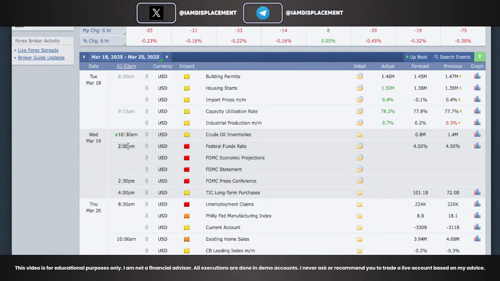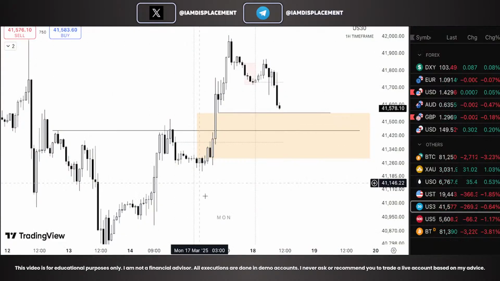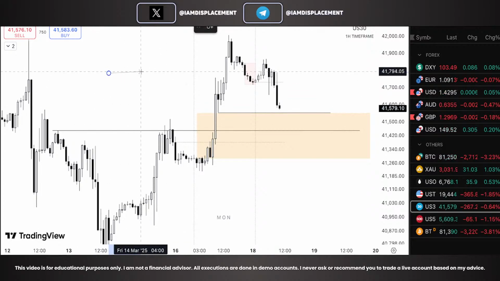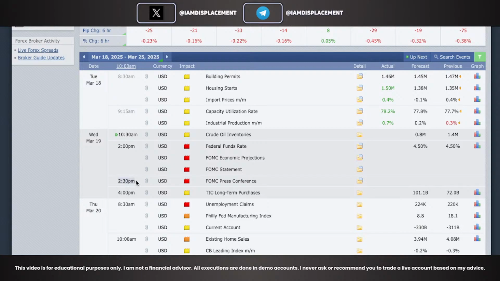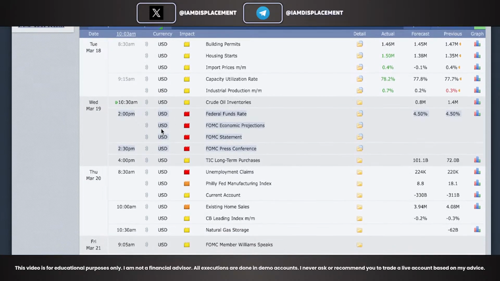There will be two news, right? Two time manipulation. The way it happens mostly, first they will manipulate around 2 to 2:30, right? And from 2:30 to 3, with the news around 2:30 p.m., they will move in the other direction. So I would suggest stay away from this news. Very difficult to trade. Okay, then we can trade on Thursday. Unemployment claims is a good news. And Friday we also have FOMC member Williams speaks. Not that important. But tomorrow is an exciting day.